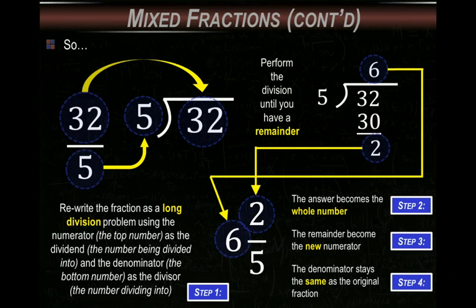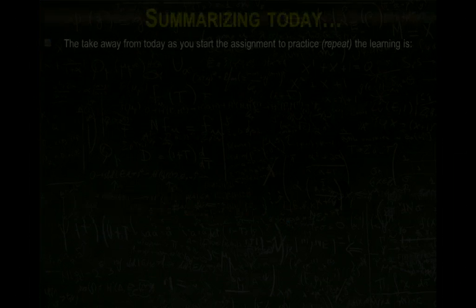We saw the previous one, where I could turn 6 2/5 into 32 over 5. And you should be able to do that back and forth, one to the other, to make it easier for you to work with based on what kind of question you're getting in math. All right, let's wrap it up.